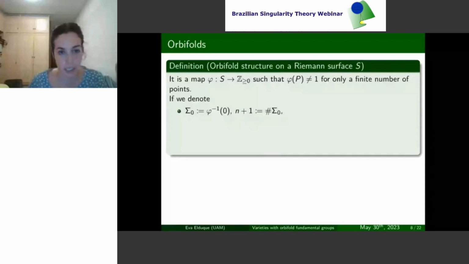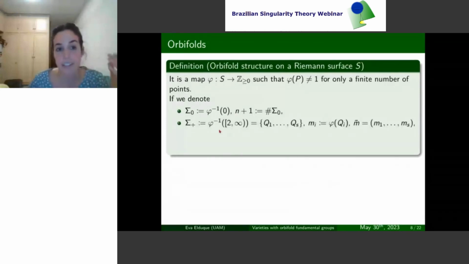So here's the data that's important in such a map. You have some points that go to 0, and you say, okay, there's n plus 1 of them. So the definition of n is this one. You have some points that go to numbers bigger or equal than 2, and those are a finite number of them, so we say there's s of them. And the data that's important is which number they go to. So we just call m_i the multiplicity of q_i, and collect all that data in a vector with s components.